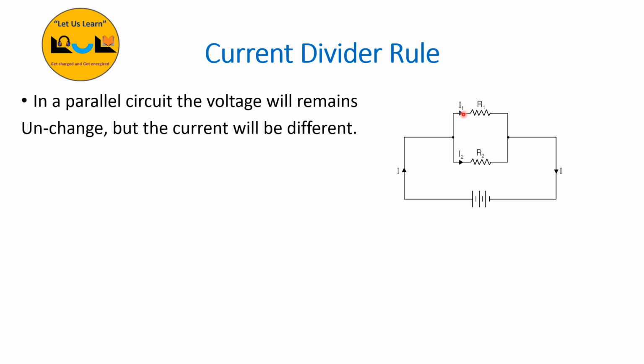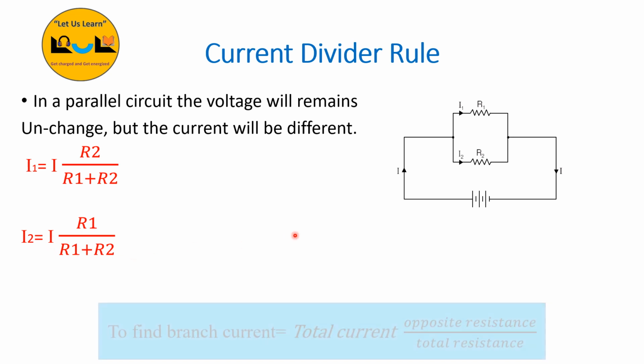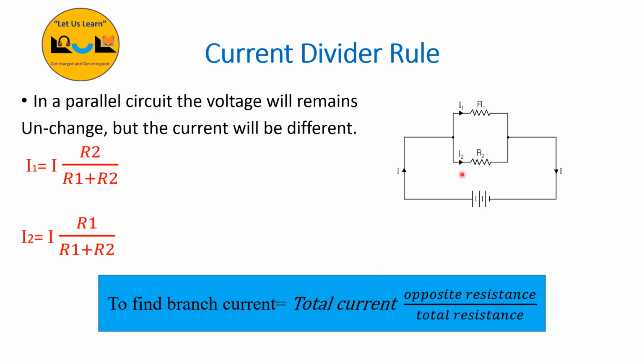To find the value of I1: I1 is equal to I into R2 divided by R1 plus R2. Similarly, I2 is equal to I into R1 divided by R1 plus R2. See here, to find the branch current, the concept is total current I into the opposite resistance. If you want to find I1, the opposite resistance is R2. So here I put R2 divided by total resistance. Total resistance is R1 plus R2.